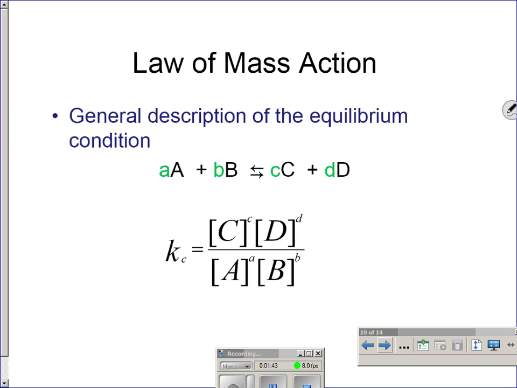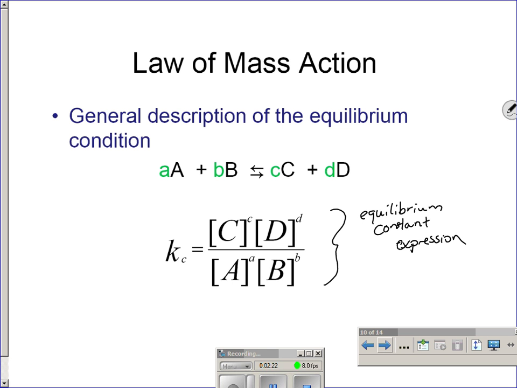This is how we write what is called an equilibrium constant expression. It's important that you know what the words mean, so when I ask you to write one, you can write one. The equilibrium constant expression is the mathematical expression that allows us to calculate the equilibrium constant.